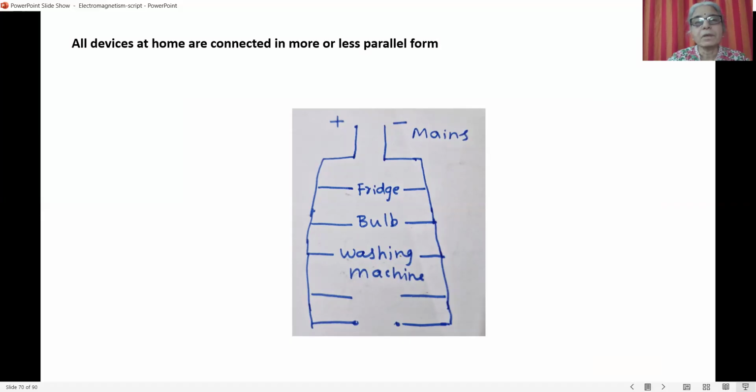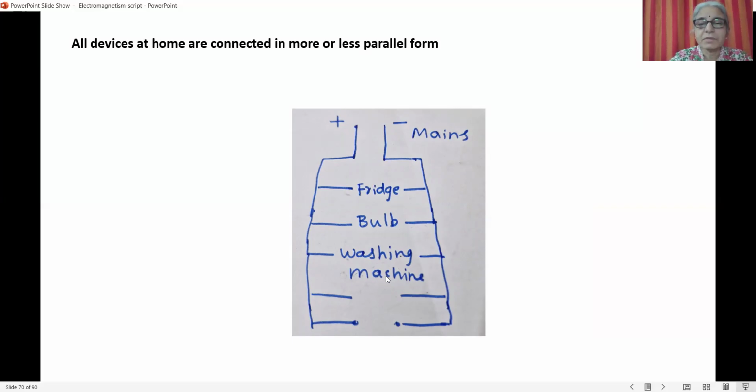Okay. So what about the power connection at home? Is it parallel, series, and so on? Power comes to our home on two wires called the mains. We can think of it just like the two terminals on a cell. So there are these two power lines coming in. All the devices we have are connected more or less in parallel.